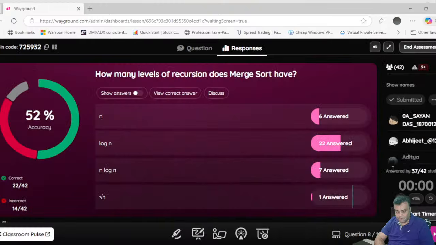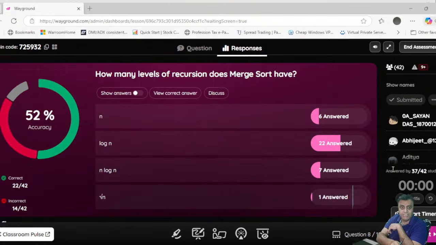Okay, Surojit Patro knew. How many levels of recursion does merge sort have? Levels of recursion. Recursion happens at each level. N log n is not the levels. Level is the height of the tree. Height of the tree is log n. At each level you are doing some iteration, some for loop is running. That's not recursion. That for loop runs for n. That's why at each level there is n work being done.